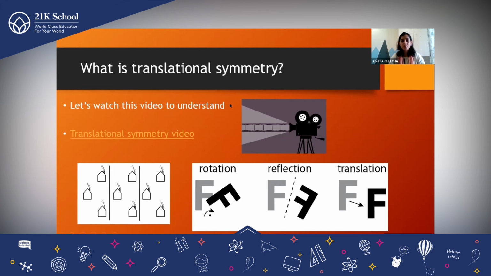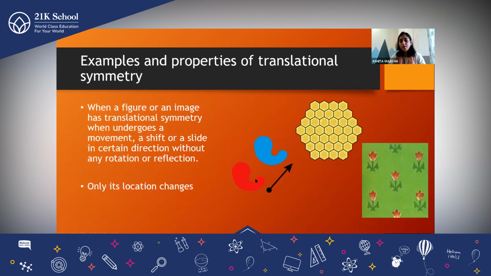So translation is only a change in location. You can see the hexagon here is changing its place, but not its rotation. Here you can see the flower has only shifted its place, but it is in the same orientation. No rotational symmetry or reflection symmetry is used. You don't have the flower placed in a horizontal way here. So that is translational, and it is very important in translation.